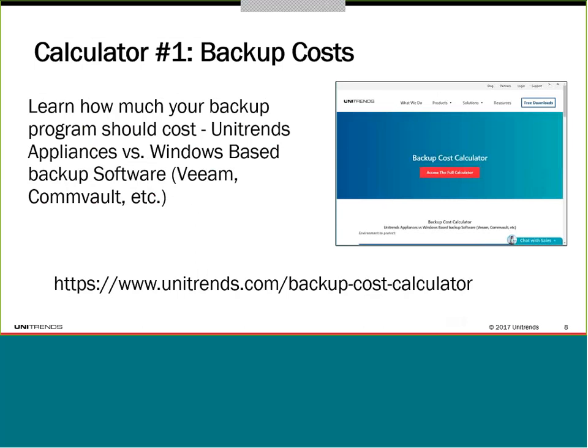So our first calculator I'm going to direct you to is a backup cost calculator. You can go in there and enter things such as the number of sockets you're protecting, the physical servers, the storage volumes, and get an estimate of what your backup costs should be and how those compare to Windows-based backup software applications such as Veeam and Commvault and so forth. And so you can do a little bit of an analysis as to whether in 2017 you have spent more than you need to for your backup, or whether there are some opportunities to save some money. So I direct you to our Unitrends website and look for the backup cost calculator.